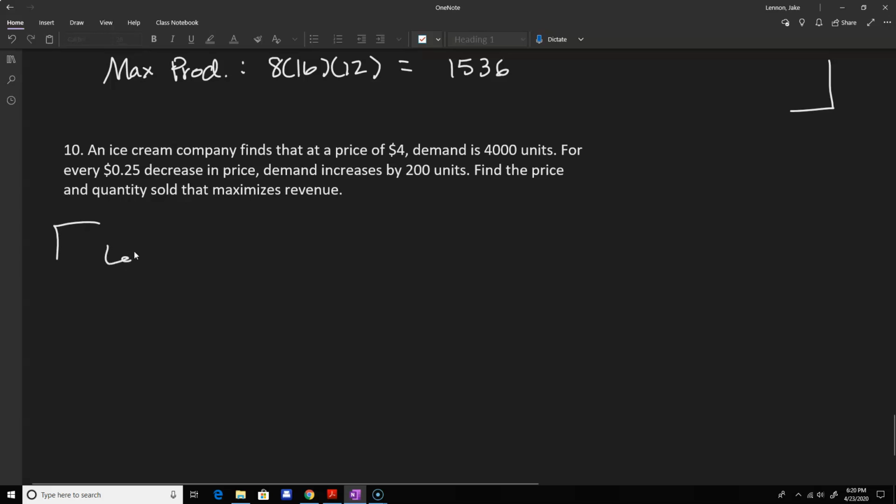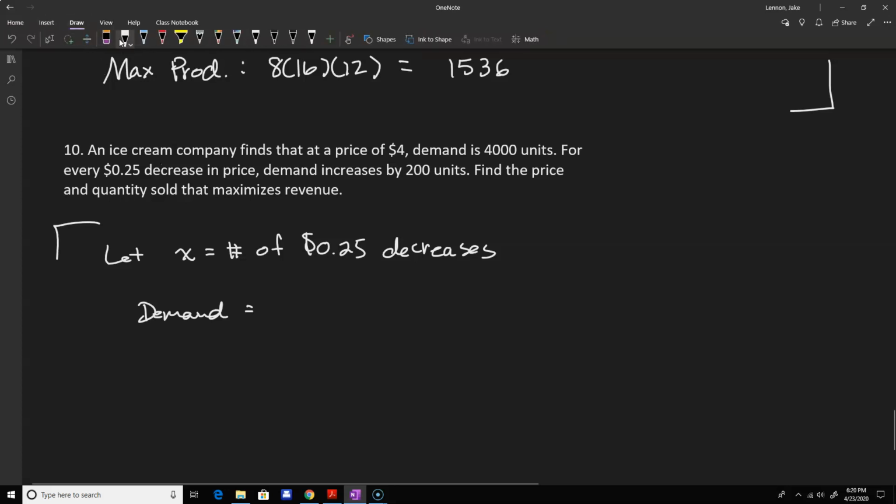So the choice for the variable that makes the most sense here is if we let x equal the number of 25-cent decreases. So then our demand, so that's our price. We have two kind of components here if we want to think about it that way. So let me first, rather than telling you what demand is, let's realize that our revenue here is just going to be price times demand.